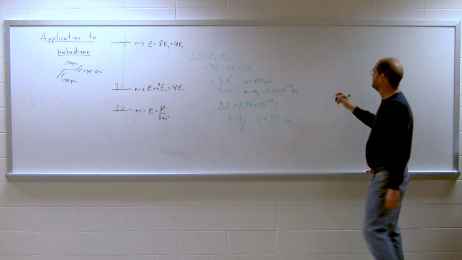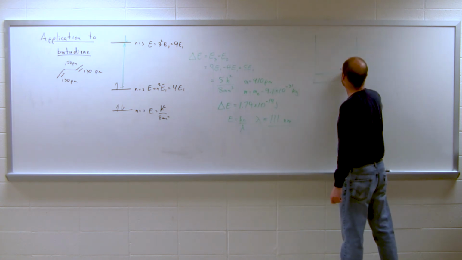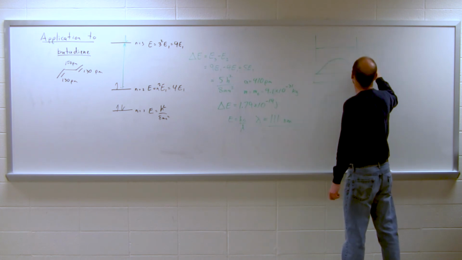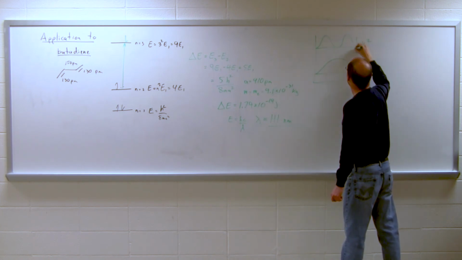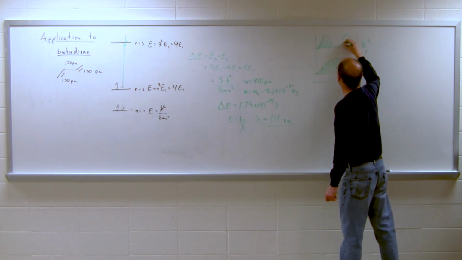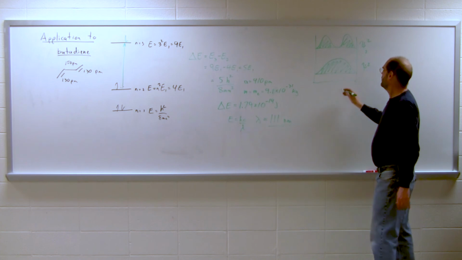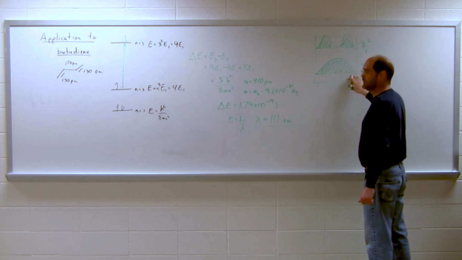One last piece I want to add: I have electrons in these two levels, psi 1 squared, psi 2 squared. Roughly speaking, what this tells me is that the ground state is bonding through all of the molecule.